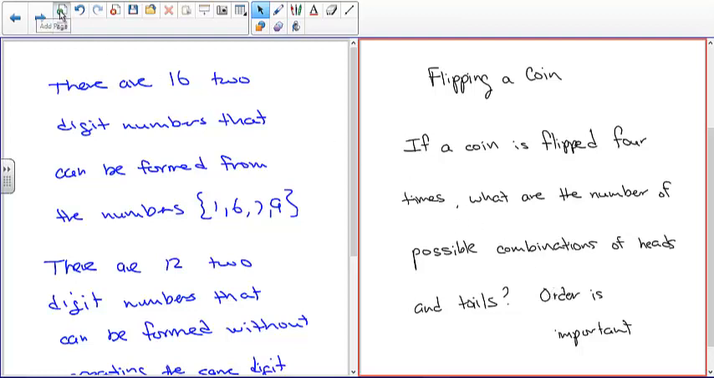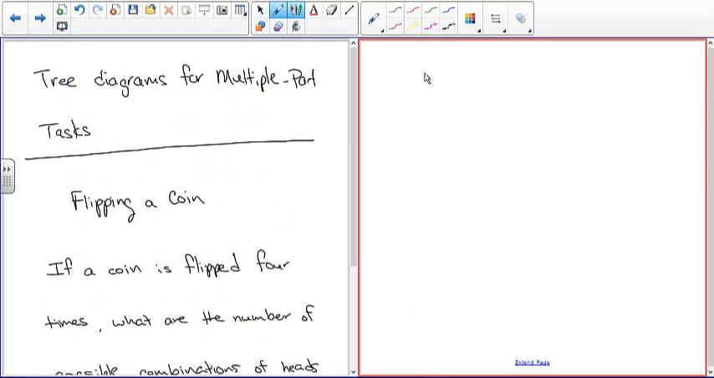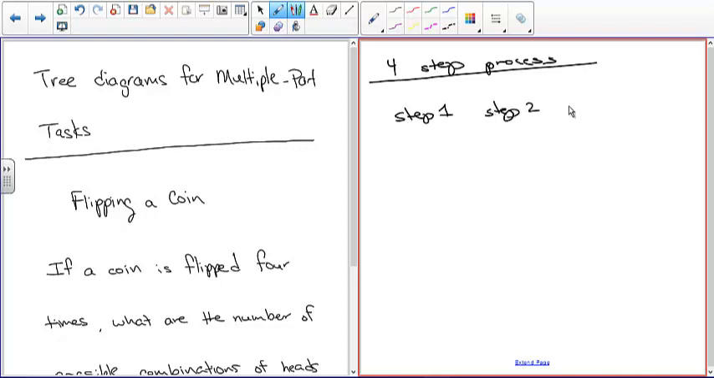So the way you do this is you have a 4-step process. We flip the coin 4 times. So this is a 4-step process. Each step there are two possible outcomes. So step 1, step 2, step 3, and the results of each step are independent of what happens in the previous step.